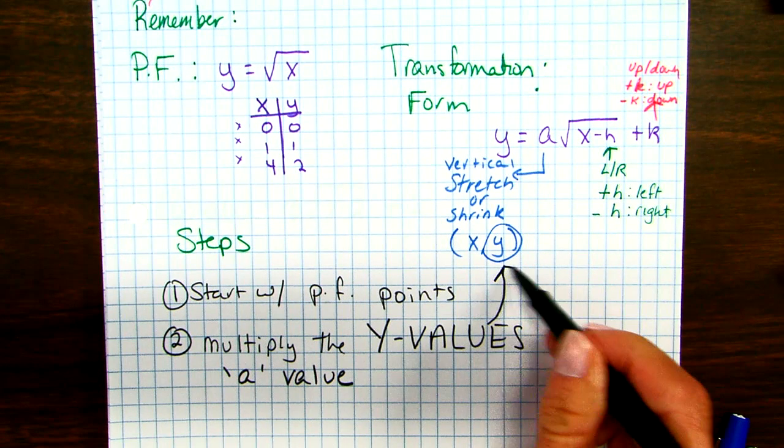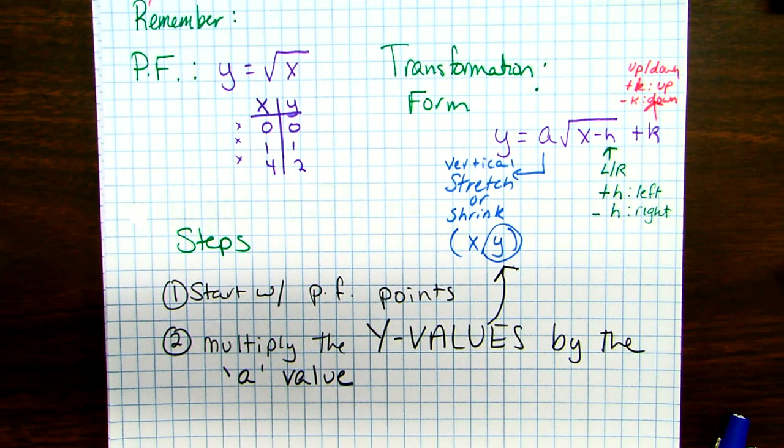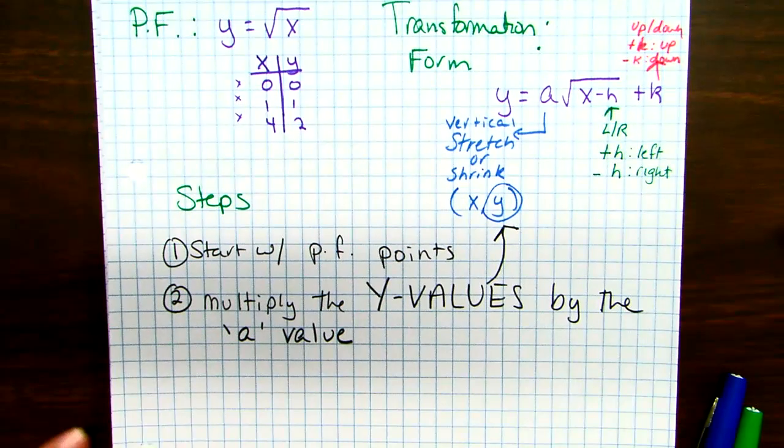So why the y values? For the reason we just talked about. Because when that a in the front affects our graph vertically, it changes the y value. It doesn't change the x. So I'll show you how we do that. It's not difficult at all.